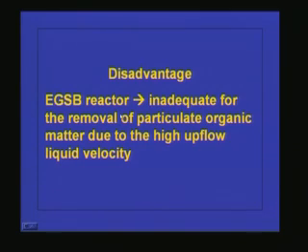And there are some disadvantages for this system. In the EGSB reactor, removal of particulate organic matter is inadequate due to the high upflow liquid velocity. This EGSB reactor is very good for the treatment of wastewater having dissolved organic matter, but if suspended organic matter is there, the treatment efficiency will not be very high. The reason is that the organic matter present in the wastewater has a very low density, in the range of 1.01 to 1.05.